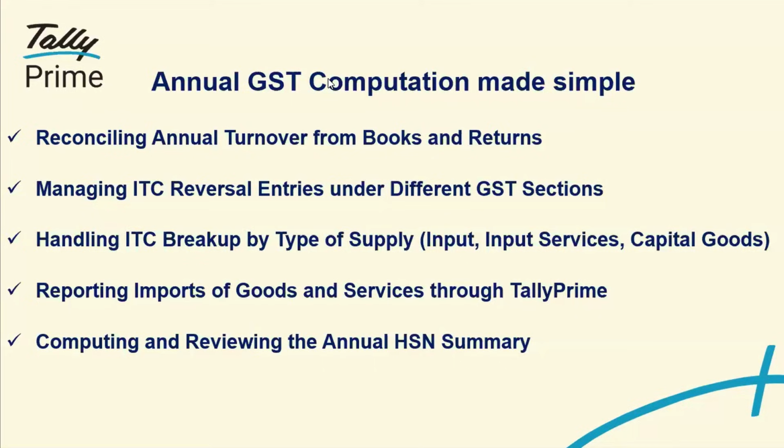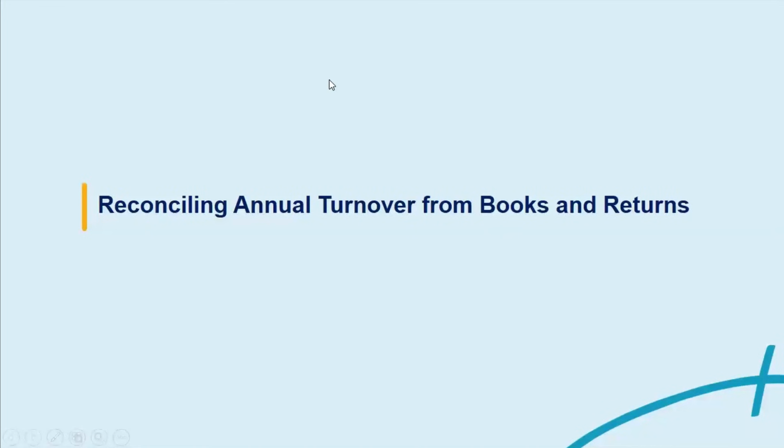So the offline file also, in that also the pre-filled information as well as the HSN summary is coming along with the offline utility of the current year. So let's quickly move on to the topics as well. Here, the annual turnover reconciliation, how it is happening, because this topic has some significance over reporting in GSTR 9 as well as the 9C.